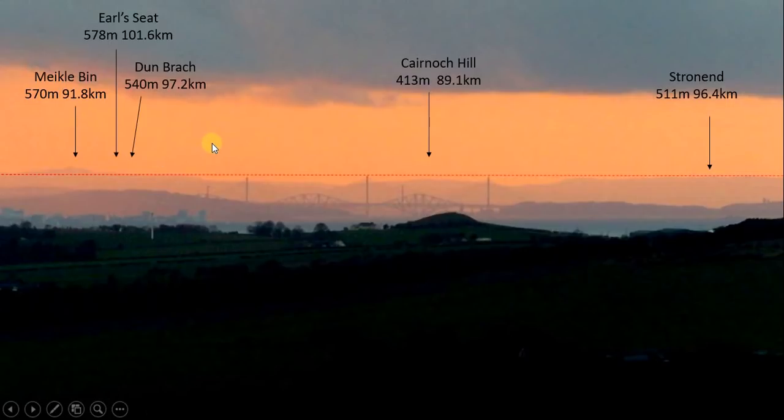Now, what do we see? Well, just below the line, we see the South Tower and the North Tower. This is reassuring because we know that they are both 8 meters shorter than the Central Tower. But we also see Kennock Hill, well below the line. Kennock Hill is 413 meters above sea level at the top.